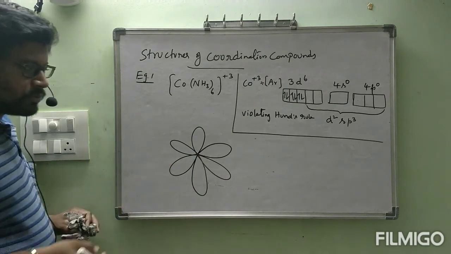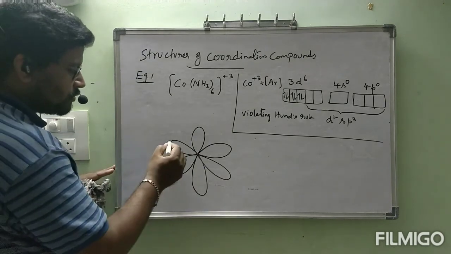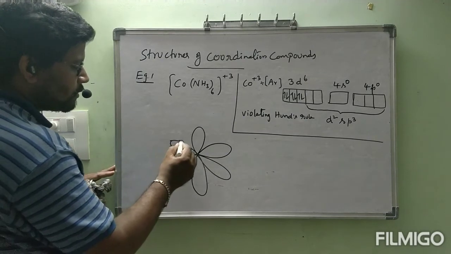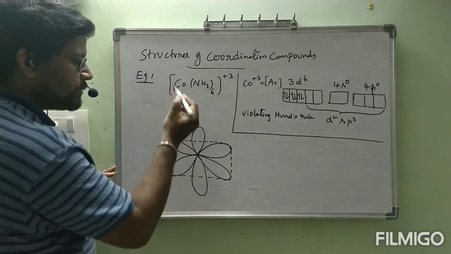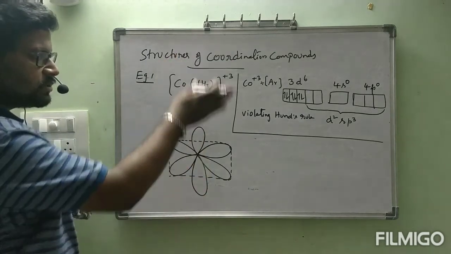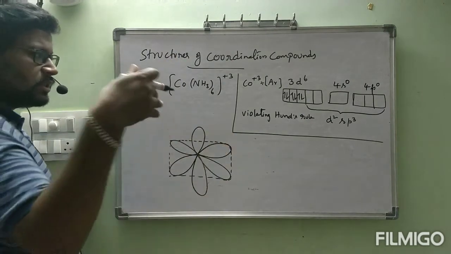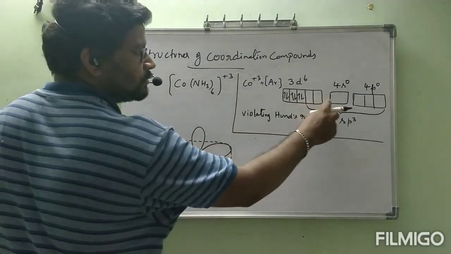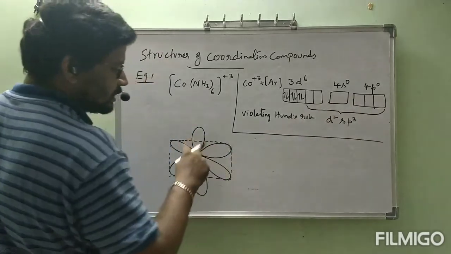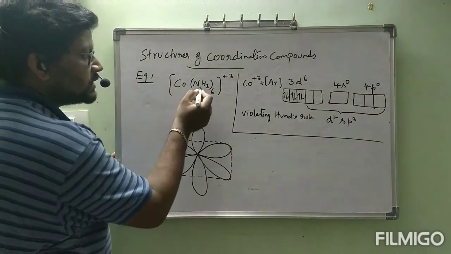Okay, we know how to draw this one. These 4 are in plane. This is above the plane, this is below the plane. This is only plane, na? This is above the plane, that is below the plane. Okay, these are all empty orbitals, na? See, 1, 2, 3, 4, 5, 6 empty orbitals.